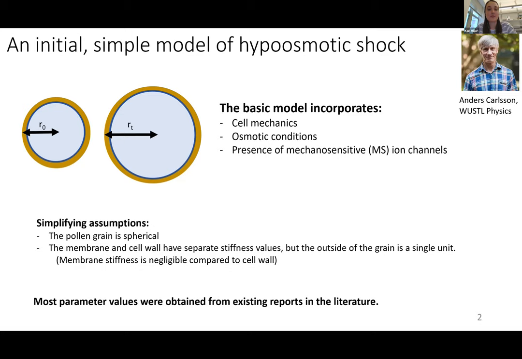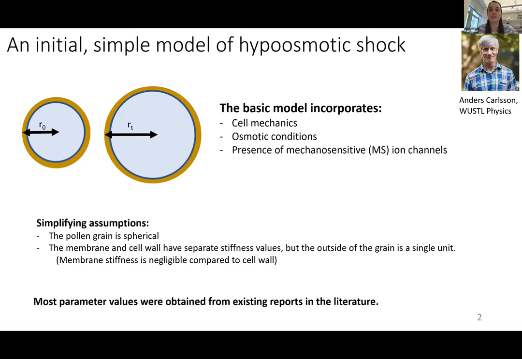So like she said, the main purpose of developing a model like this was really to test the function of MS channels during pollen hydration, and whether or not our assumptions are really what's going on in the actual system. So I just want to give you a basic idea of what our initial model looked like. This basic model incorporates cell mechanics, osmotic conditions, and of course the presence of mechanosensitive ion channels.